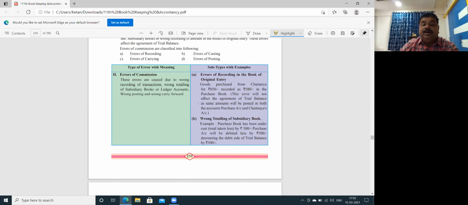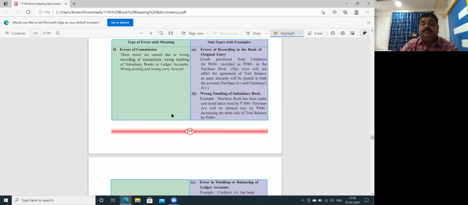This error will not affect the agreement of trial balance as the same amounts will be posted in both the accounts, purchase account and Chaitanya account. आता इथं काय झालं? ओरिजिनली सगळं रॉंग झालं. अगर ओरिजिनली रॉन्ग होता है, आपने गलत अमाउंट ही गलत लिया पहले से, तो फिर आपका ट्रायल बैलेंस टैली होगा, लेकिन मिस्टेक तो मिस्टेक है.